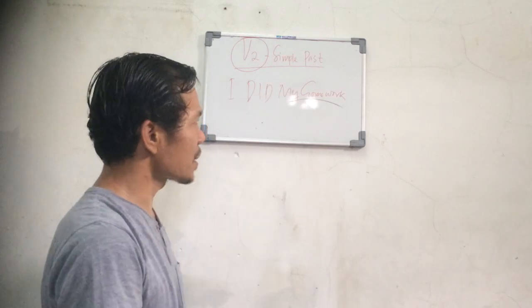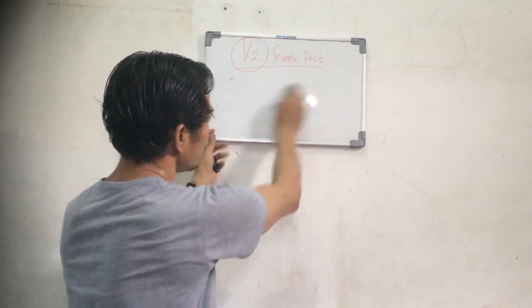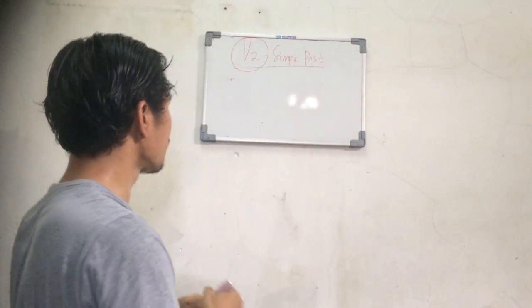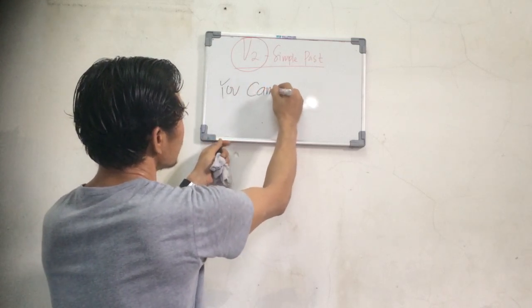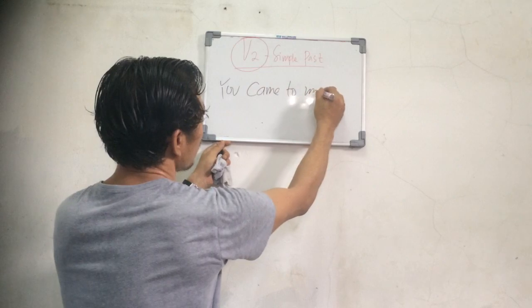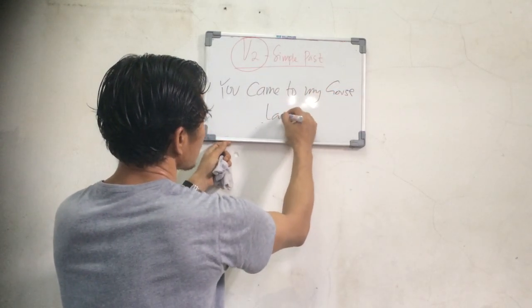Alright, so that's what simple past means. This is the first example. Okay, I want to make the second example. The second example is: you came to my house last week.